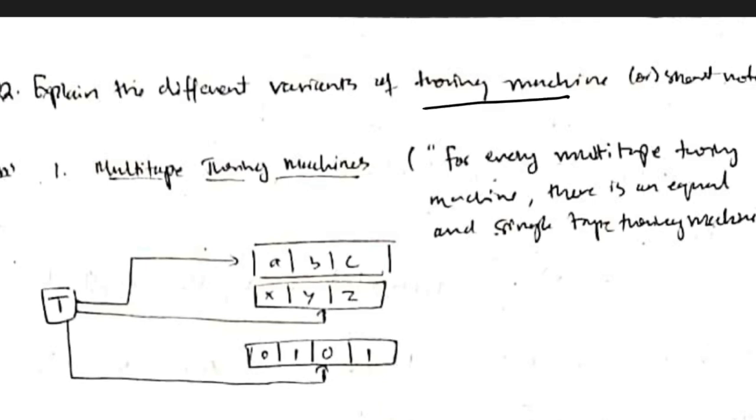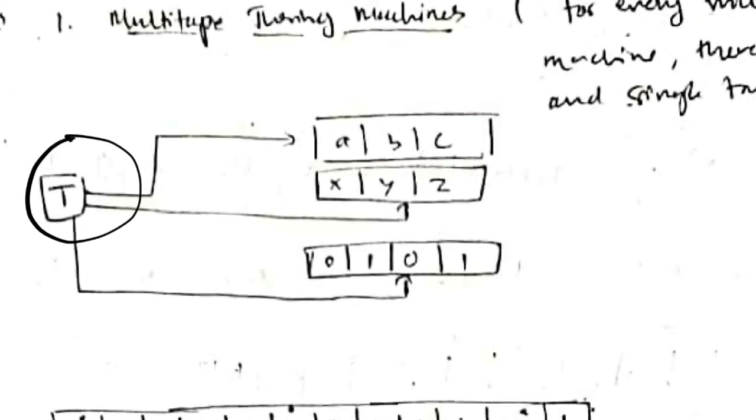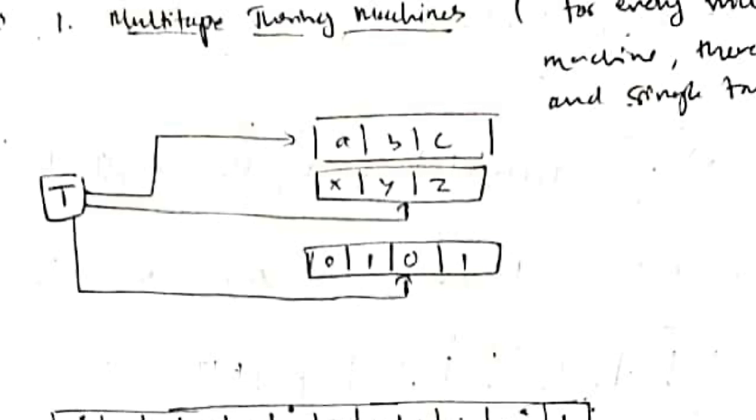Okay, coming to the variants of Turing machine, there are mainly two types of Turing machine. The first one is multi-tape, and the second is the non-deterministic. So in the multi-tape Turing machine, we'll have one Turing machine here, which will be connected to 3 strings here, and it will be pointing to any of these letters. If it is pointing to a, then a is the head here. If it is pointing to y, y is the head here, and if it's pointing to 0, 0 is the head here.